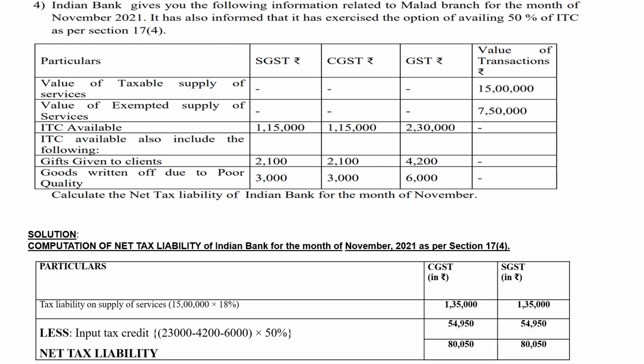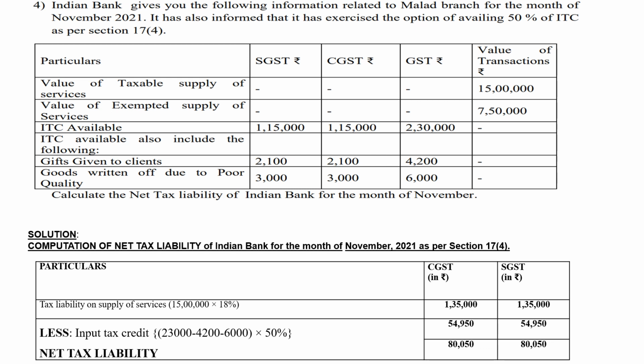Then we have gift given to client, which is included in the input tax credit. It is 4,200. Then goods written off due to poor quality comes to 6,000. So this is included in ITC available. Now see here, the first transaction is about taxable supply of service, so we are going to include it. Here they have told us to calculate the net liability of Indian Bank. So the value of exempted supply of service we are not going to take because it is not taxable.